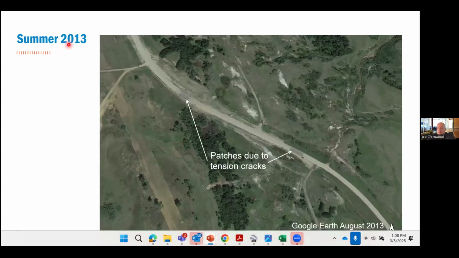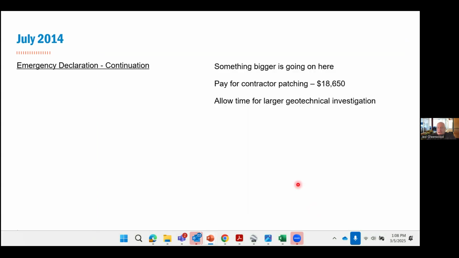And then in the summer of 2013, we have another air photo. You can see there's some patches that have been placed, asphalt patches on the areas where the tension cracks were observed. Then we go to July of 2014. There was an emergency declaration, and it was obvious that something bigger was happening at this site.